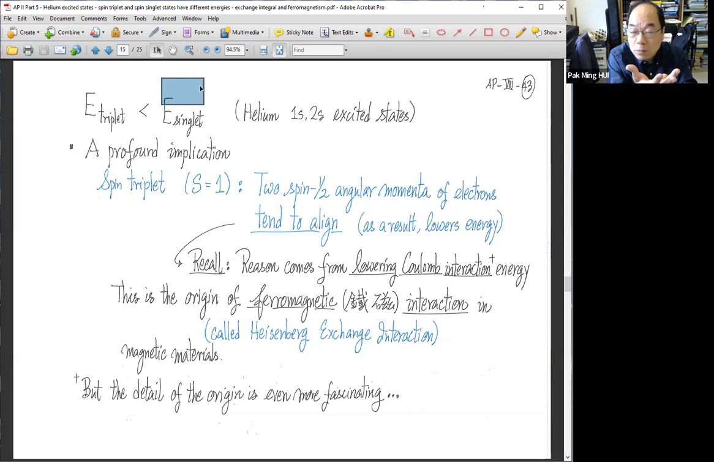We have this Coulomb term, which is electromagnetic in origin, but that is sufficient to distinguish that this has a lower energy than that, okay? And that is closely related to why we have ferromagnetic materials on Earth, and that we are using it every day. For example, in generators, motors, a lot of things, or a hard disk. So let's see how it goes.